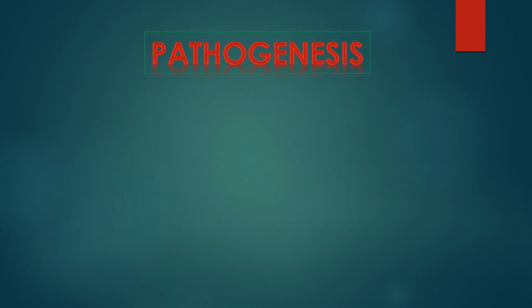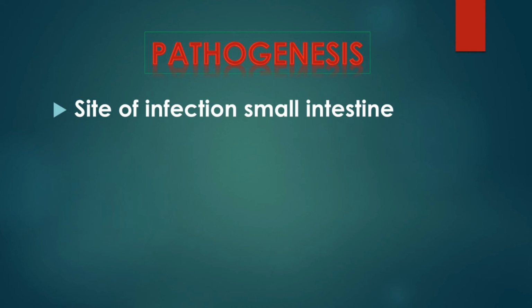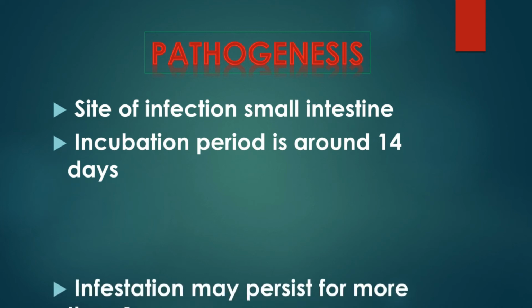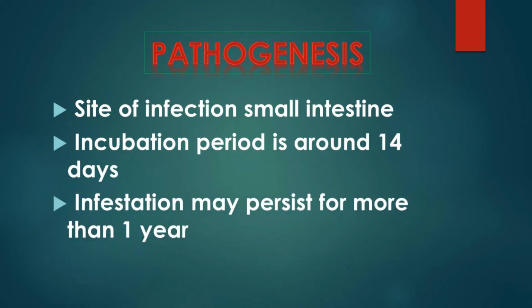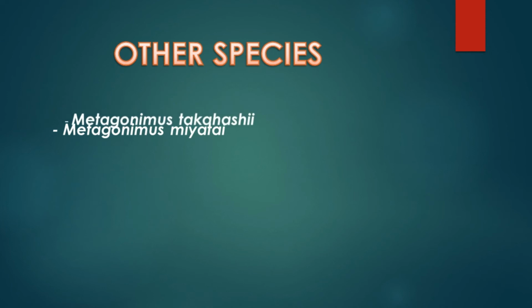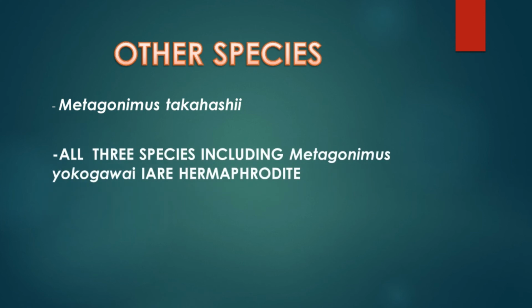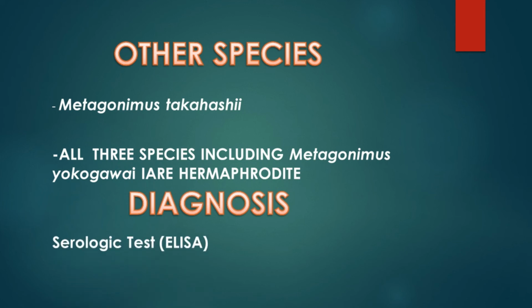Pathogenesis. The site of infection is the small intestine. The incubation period is around 14 days. Infestation may persist for more than 1 year. Other species are Metagonimus takahashii and Metagonimus miyatai. All three species, including Metagonimus yokogawai, are hermaphrodites. Other diagnosis is a serologic test or ELISA.